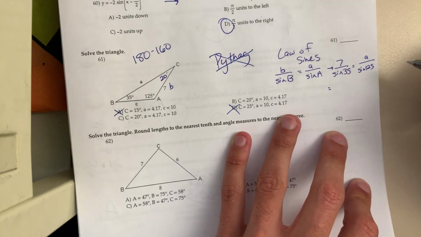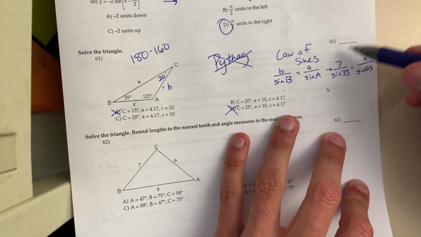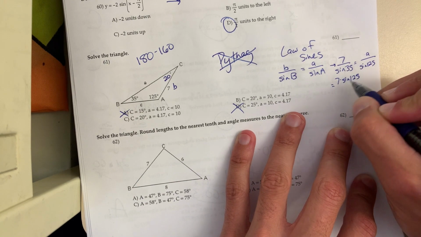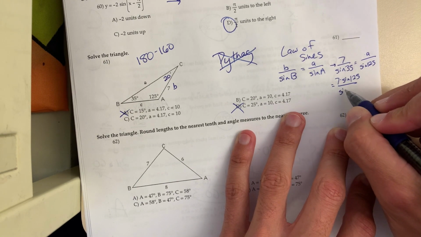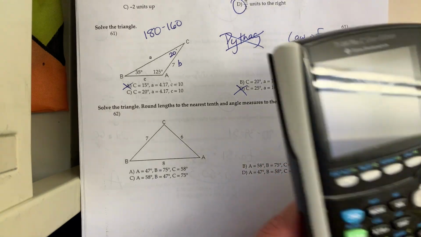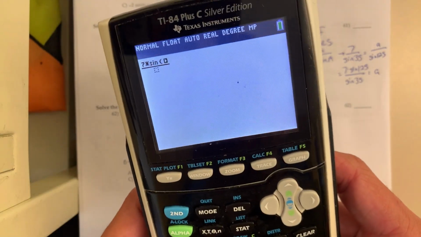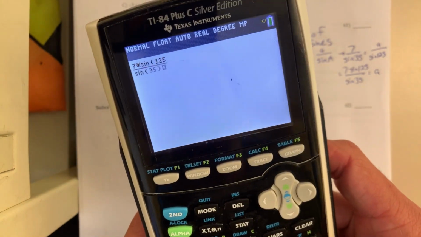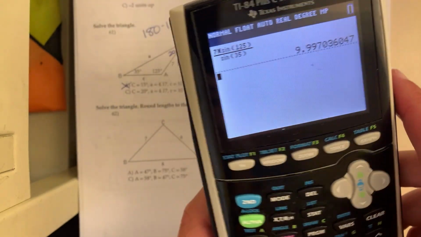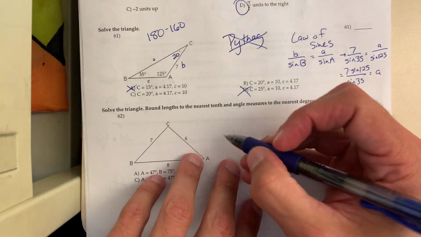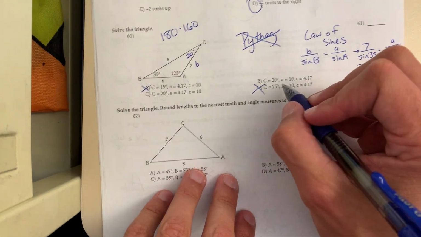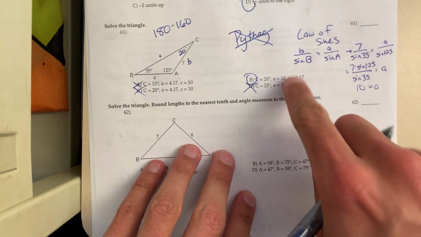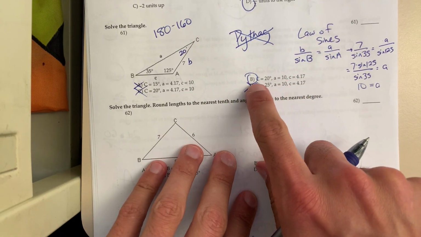Okay. And then again, in this case, I can just multiply over my sine 125. So in the calculator, I'll end up doing 7 times sine 125 over sine 35 to get A. So I get about 9.997. Let's just round that up to 10, right? So my A value is 10. And again, joys of multiple choice tests for you guys. You know it's got to be B.